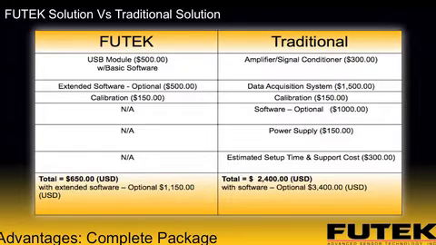If you compare that to Futek's solution, we offer the USB module with our Sensit USB software at $500. We offer the software, the Pro version, for $500 and calibration at $150. The total standard package now is $650 and the Pro package at $1,150. As you can see, there's a significant cost savings compared to the traditional solution to the Futek USB solution.